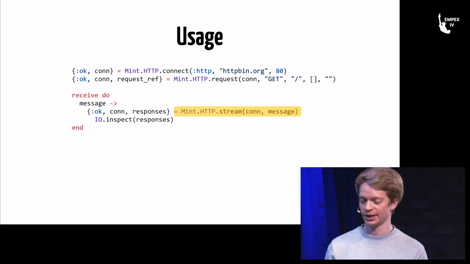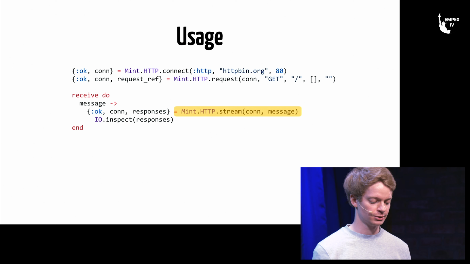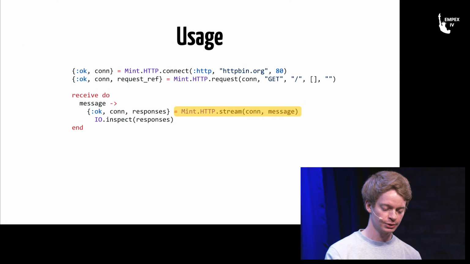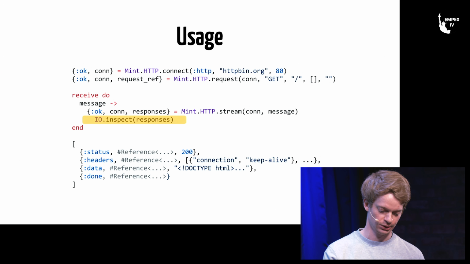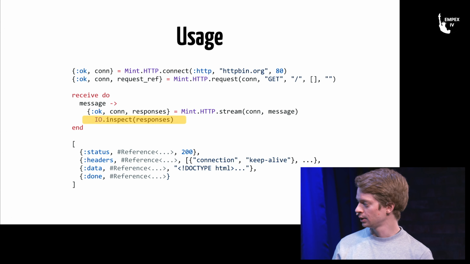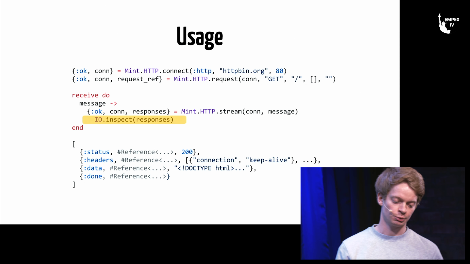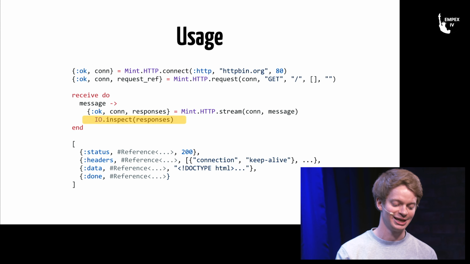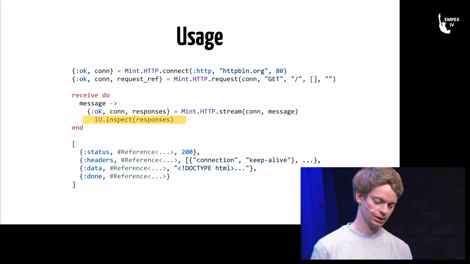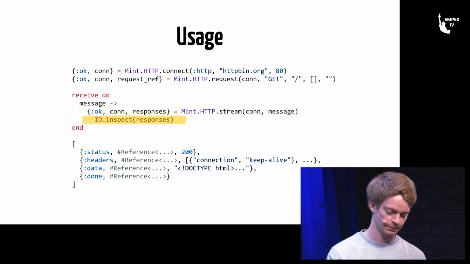What the stream function does is return the response in parts, which we'll finally be printing with inspect so that we get an example of what that can look like. These tuples that we see here are what we call response parts. They are essentially parts of the response. So here we have the status, the headers, data is the response body, and finally we get the done response to signal that the response is finished.